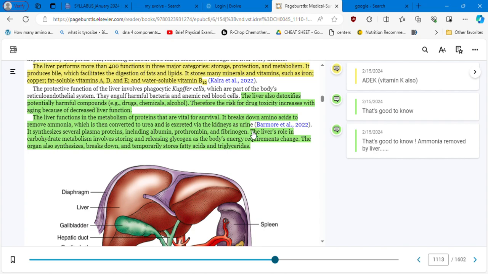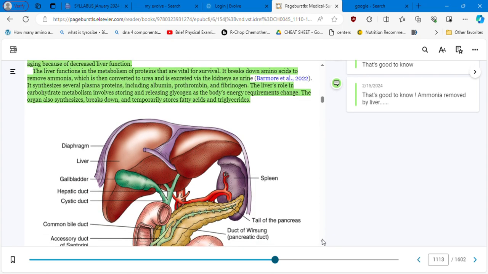I don't finish talking about the liver. That's why sometimes I truly believe the liver is the most important organ in our body. The liver's role in carbohydrate metabolism involves storing and releasing glycogen as the body's energy requirements change. The organ also synthesizes, breaks down, and temporarily stores fatty acids and triglycerides. So remember, ammonia is related to the liver, right?